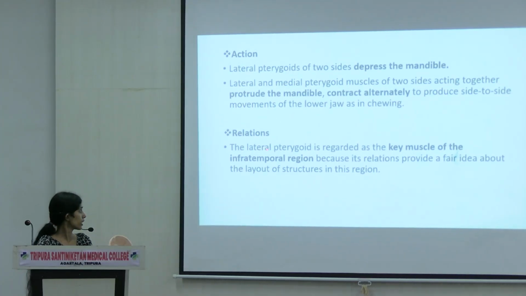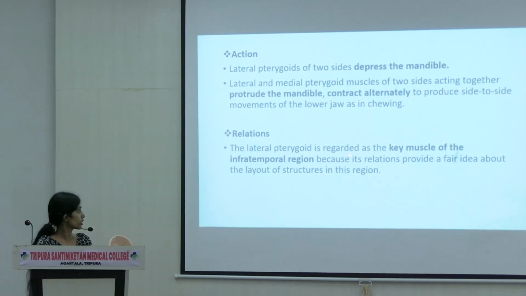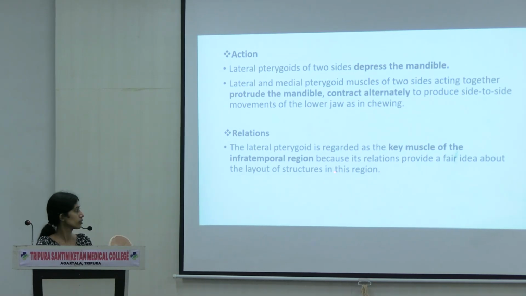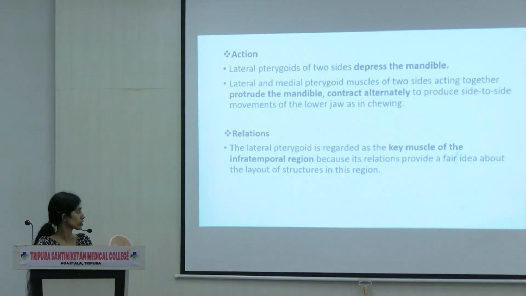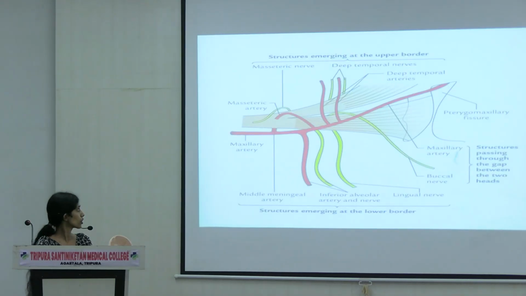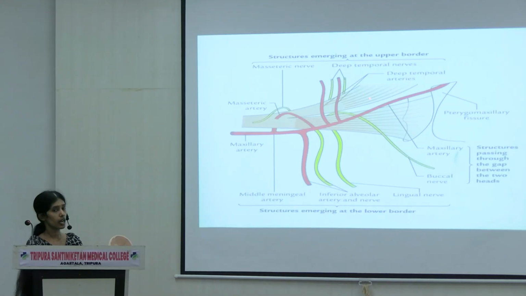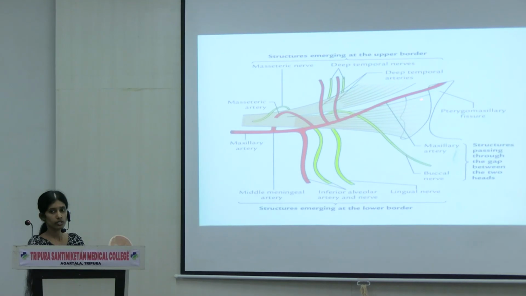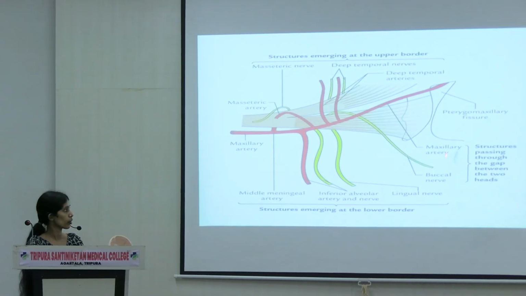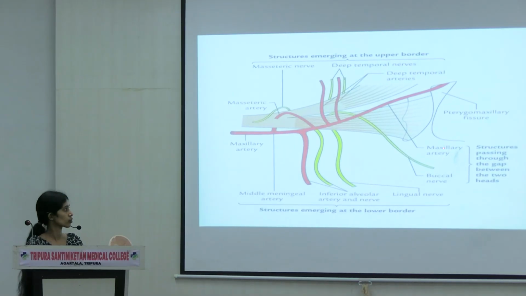Okay. Relation. The lateral pterygoid is regarded as the key muscle of the infratemporal region because its relations provide a fair idea about the layout of the structures in this region. You can see here, between your upper head and lower head we have a small gap. In this gap there are two important structures passing through. The first one is the maxillary artery and the second one is the buccal nerve.